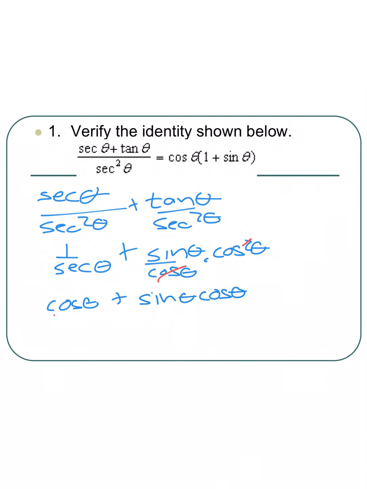Now, since both my terms have a cosine in them, I can go ahead and factor that out. And if I do, we have cosine times 1 plus sine. And that is exactly what we needed it to be.